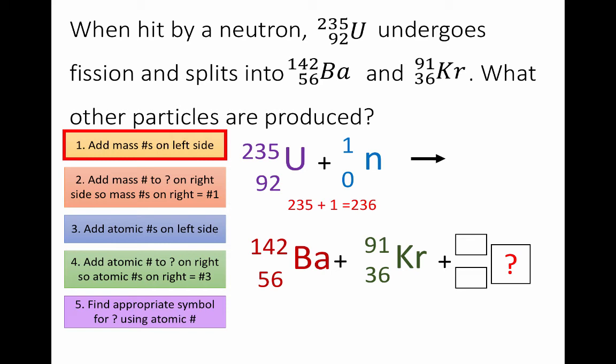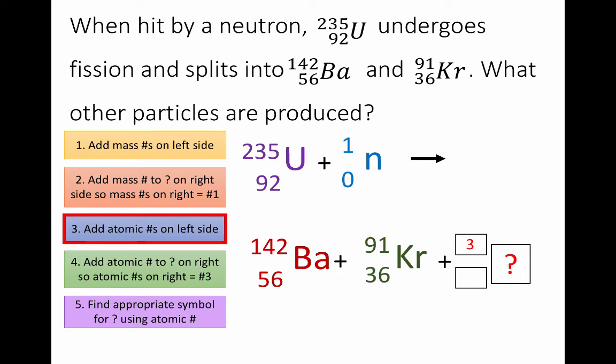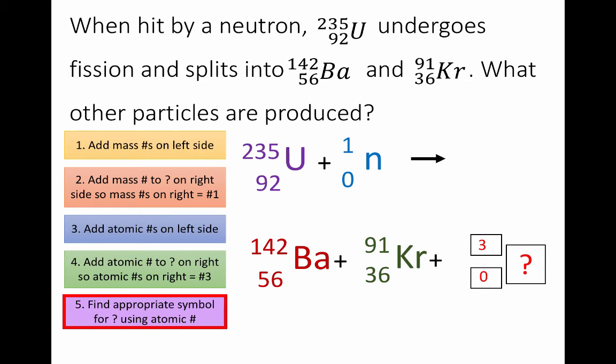Let's look at the right side. The sum of the mass numbers on the right side must equal 236. Right now we have 142 plus 91 plus something, and that ends up being 3 if you do the math. So we need something that has a mass number of 3. Let's do our atomic numbers. On the left side we have 92 plus 0, so that's 92. On the right side we have 56 plus 36 plus something. 56 and 36 adds up to 92, so we are just going to have 0 left over.